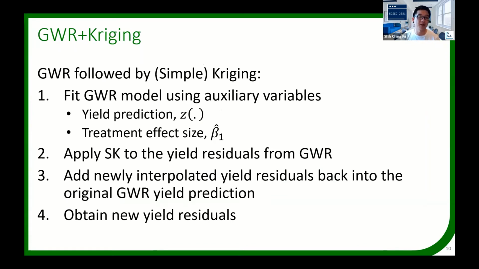So having first applied GWR to get yield predictions and treatment effect sizes, we continue to Krig the leftover residuals, which should now be free of any non-stationarity. Having Kriged the residuals to model their autocorrelation, we proceed to add these residuals back into the original prediction to improve its accuracy. So it's quite straightforward.